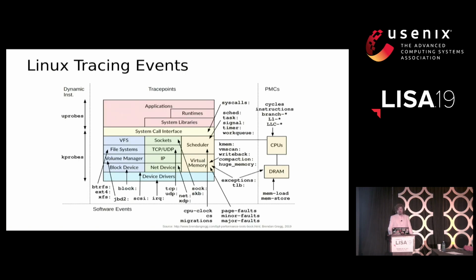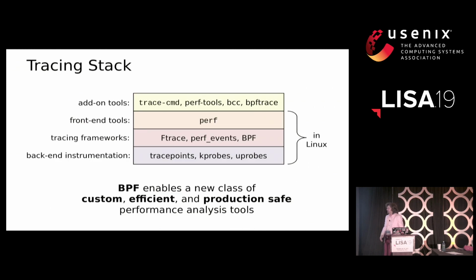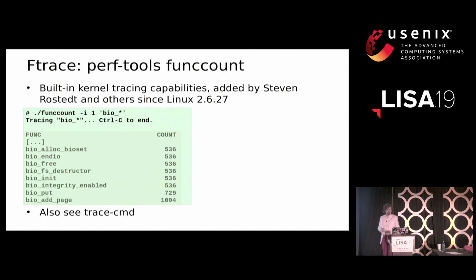Tracing is advanced Linux performance analysis, although many of the front ends are easy to use. And you've got access to all of these events. So there's trace points, PMC, software events, and I've got dynamic instrumentation. Here's a diagram of the tracing stack. So we like to use BCC and BPF Trace. There's also Trace CMD from Ftrace. BPF enables a new class of performance analysis tools that are custom, efficient and production safe.